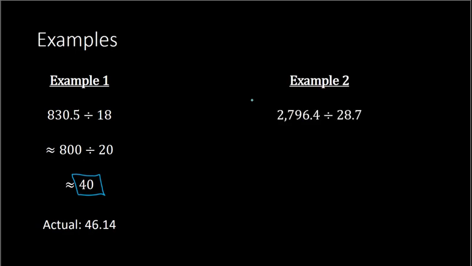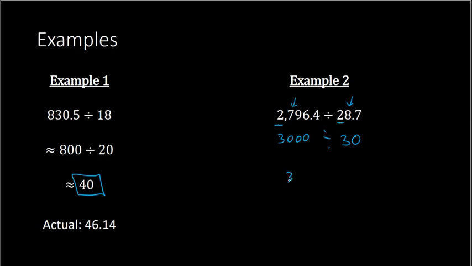So same idea. Here we have 2,796.4 divided by 28.7. So to begin, we can round each of these numbers to the greatest place. So this 2 we can round by looking at the 7. And the 7 is 5 or bigger, so the 2 would round up to a 3. So this would round to 3,000. And then 28.7, we can round the 2 by looking at the 8. And the 8 is 5 or bigger, which means the 2 would round up to a 3. That would give us 30.